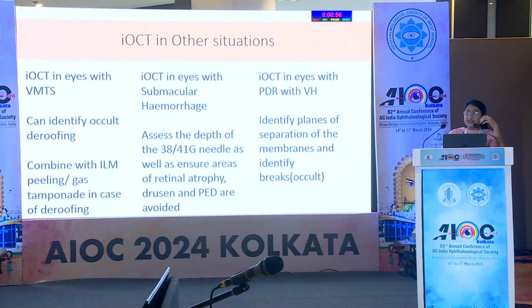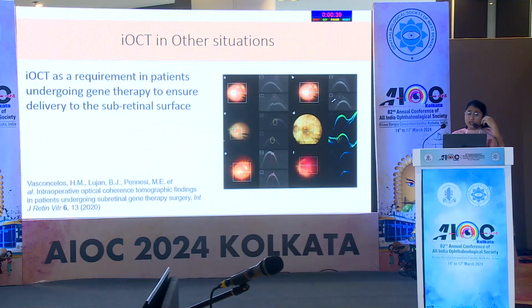In submacular hemorrhage, we need to know which is the area where to inject the RTPA cocktail. We need to ensure that's away from areas of retinal atrophy, PED, and drusen. As well as when we are injecting and forming the bleb, there might be formation of a macular hole which needs to be identified appropriately. And as I mentioned, in PDR with vitreous hemorrhage, it can help us identify the separation planes.